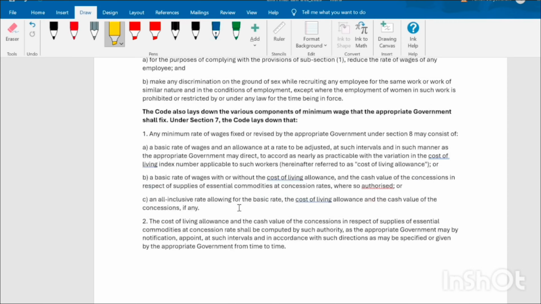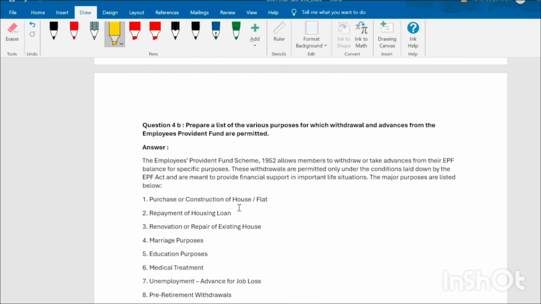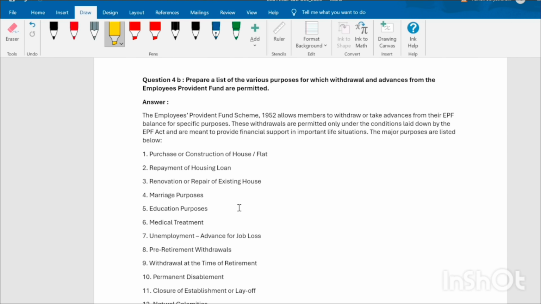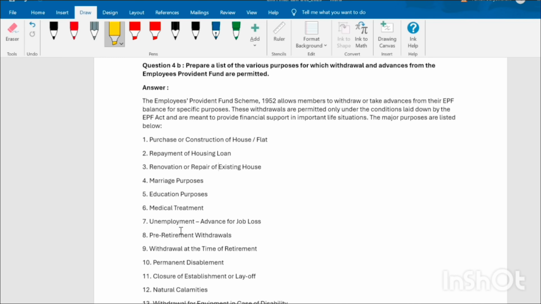Let's come to next question number 4B. Prepare a list of the various purposes for which withdrawal and advances from the Employee Provident Fund are permitted. This is an easy question, because we have studied or listened about these things. If you have any working person in your house, then you have heard that you can withdraw your PF in emergency, or if you want to make a house, marriage, medical illness, and other points. So many points are there.